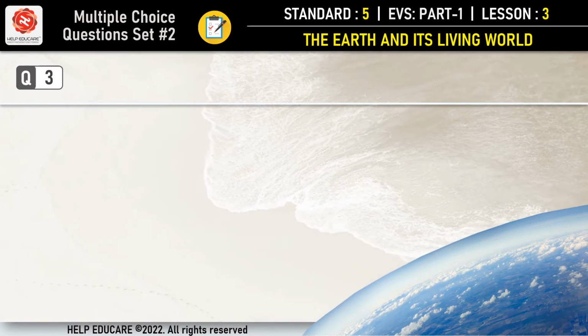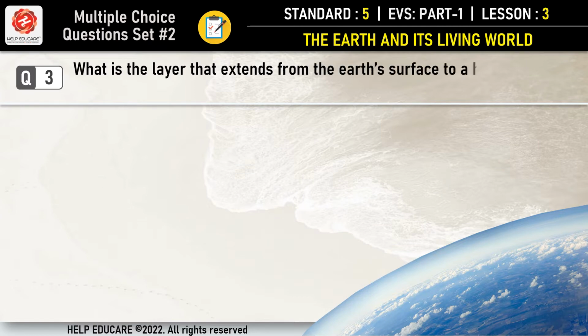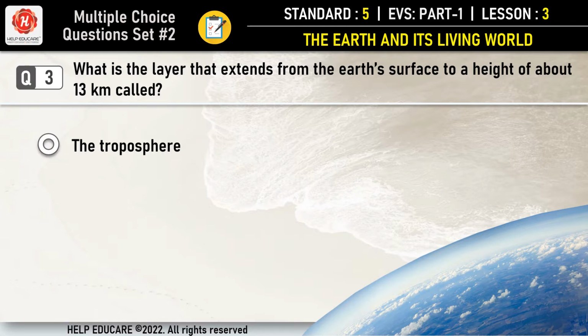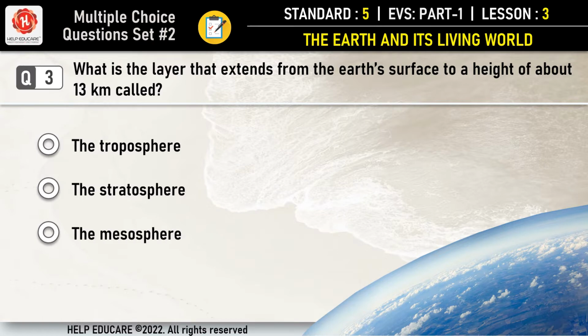Question number 3. What is the layer that extends from the Earth's surface to a height of about 13 kilometers called? First option, the troposphere. Second option, the stratosphere. Third option, the mesosphere. Fourth option, the exosphere.